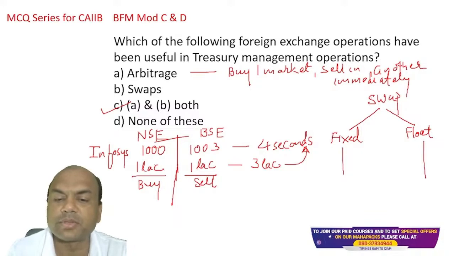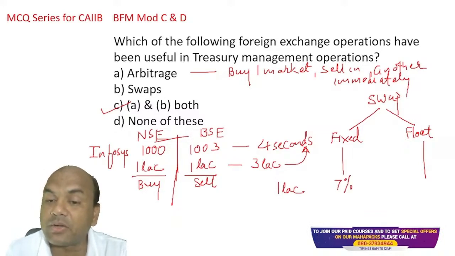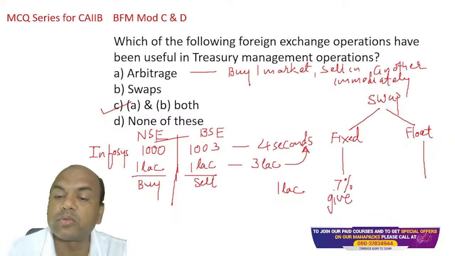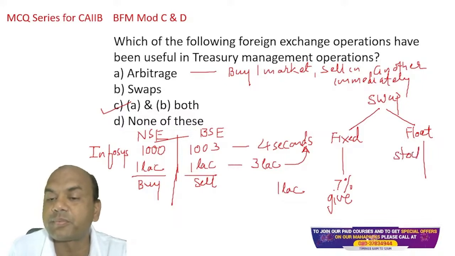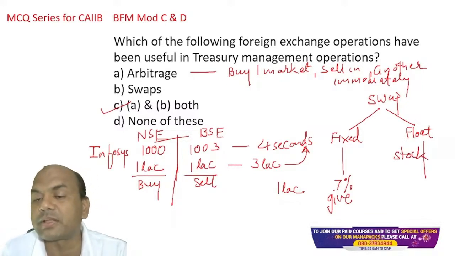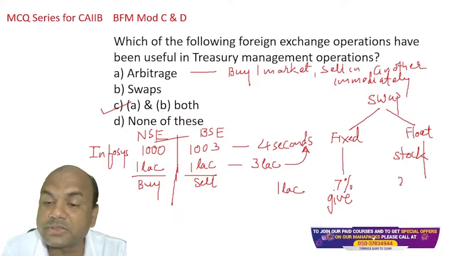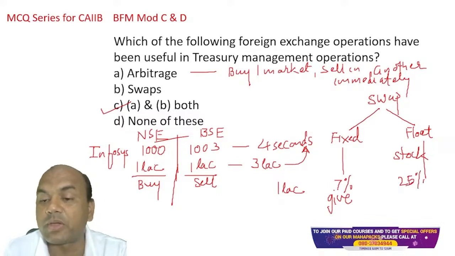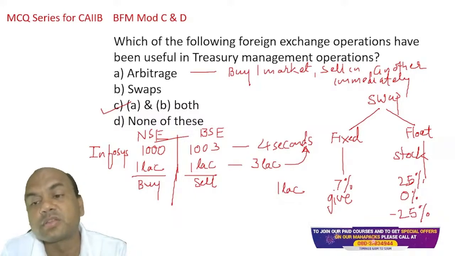Suppose I take 1 lakh rupees from you and guarantee you a 7% rate of interest for the year. So I have to give you 7%. And what do I do with this 1 lakh rupees? I invest it in the stock market. At the year end, I may get 25% returns, because after all it's the stock market and it can give heavy returns. Or I may get 0% returns, or I may get minus 25% returns. Stocks might go down also. So this is floating.